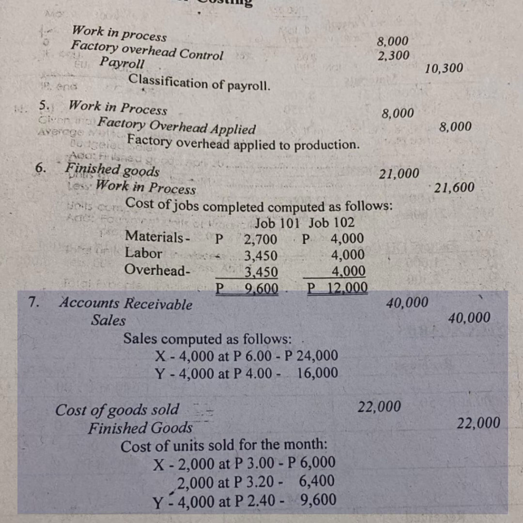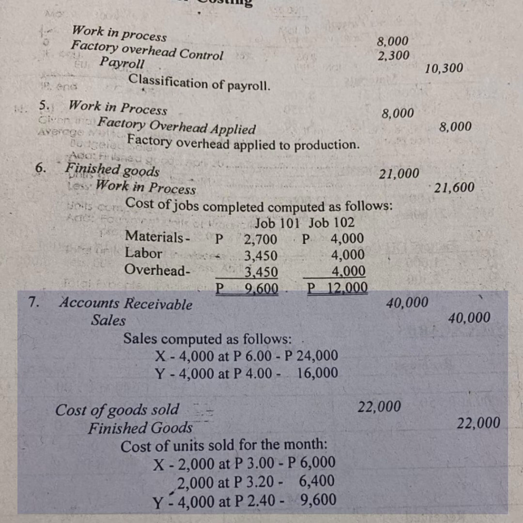So, in computing the sales, di ba ang given is, ang commodity X is 4,000 units at 6 pesos. So, 4,000 times 6, we have 24,000 pesos for commodity X. Then, commodity Y, 4,000 units at 4 pesos. So, 4,000 times 4 pesos, we have 16,000 pesos. So, just add the two, we have a total of 40,000 pesos. So, that's for the accounts receivable and sales.